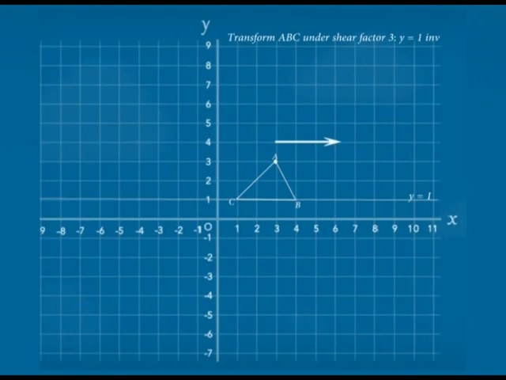So how much will A be displaced? Perpendicular distance from the invariant line is 2 units. S is 3, and so displacement is equal to 2 times 3, which is 6. So it has to be displaced 6 units to the right. 1, 2, 3, 4, 5, 6. This is our new A prime. B and C don't change, and so we have triangle A prime BC as the image.